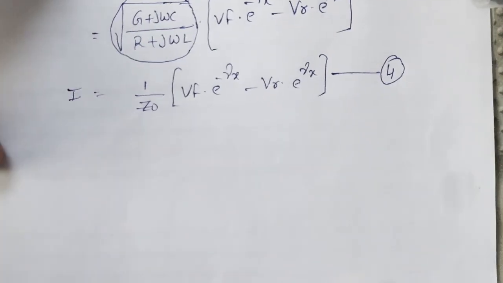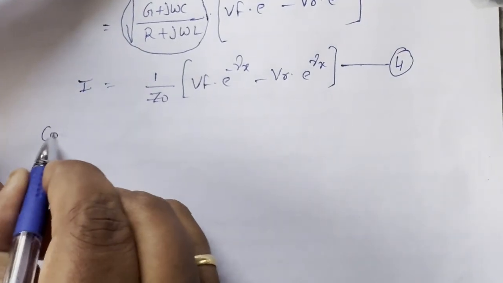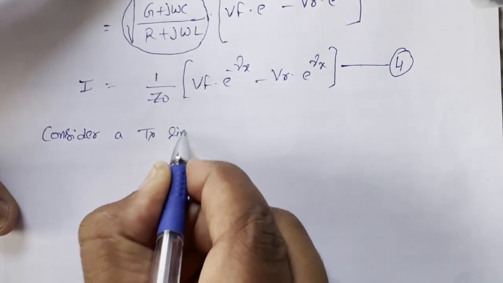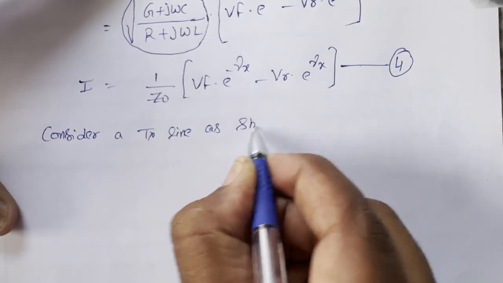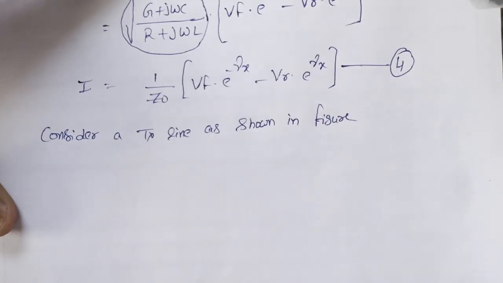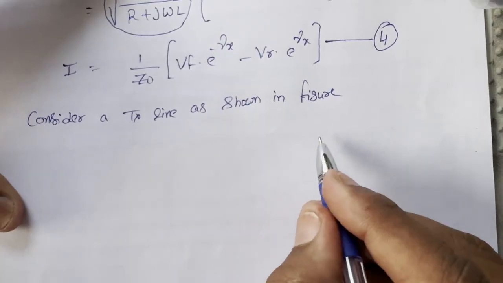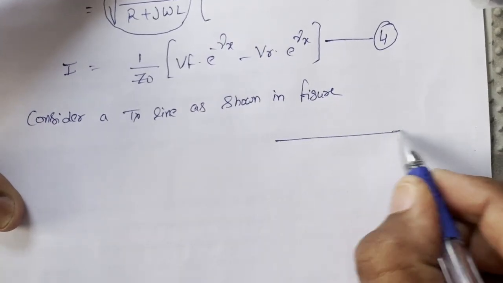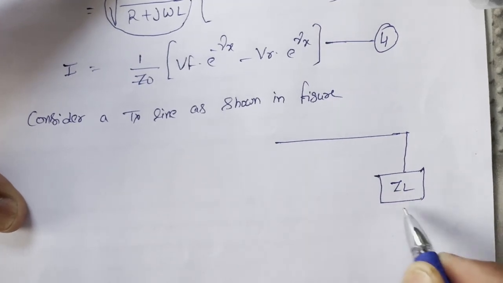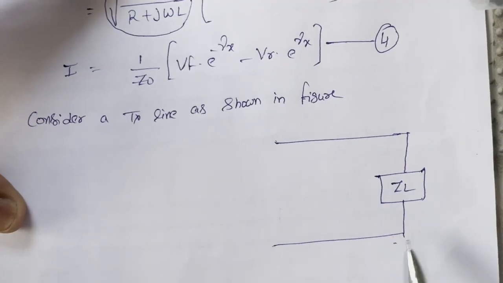Now I am considering a small transmission line, the same line that you have considered in our previous sections. Consider a transmission line as shown in the figure. It is simply like this: a transmission line with a load ZL. ZL is the load. It is the source end, and it is the load end.